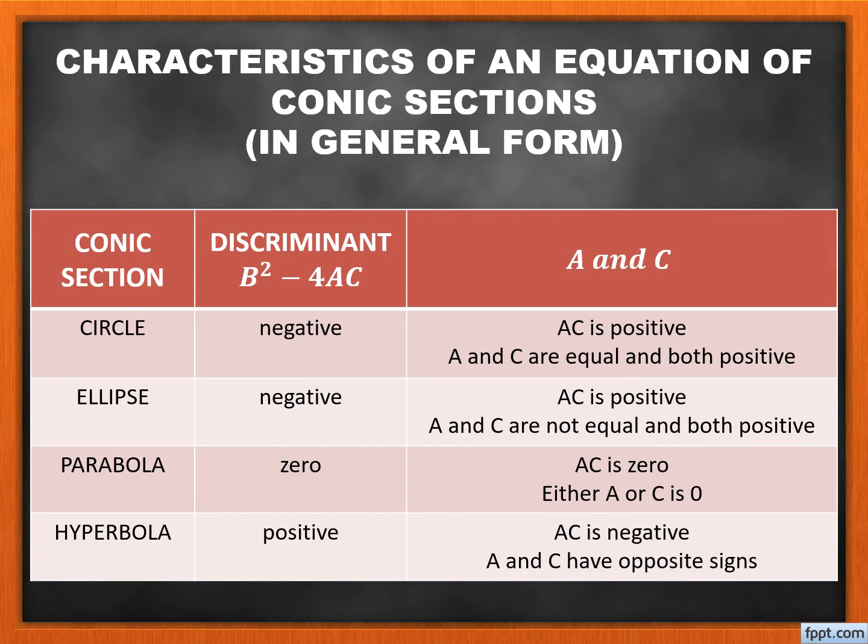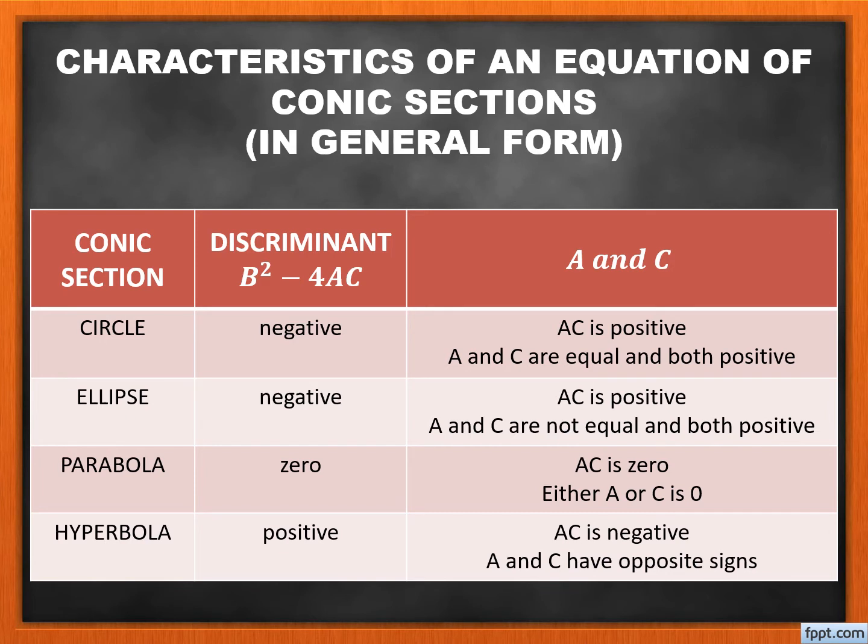So this table shows the characteristics of an equation of conic sections using the equation in general form. This table shows kung paano natin magagamit yung values ng discriminant, which is b squared minus 4ac, and the values of a and c and their product for us to identify whether a given equation represents a circle, an ellipse, parabola, or hyperbola.